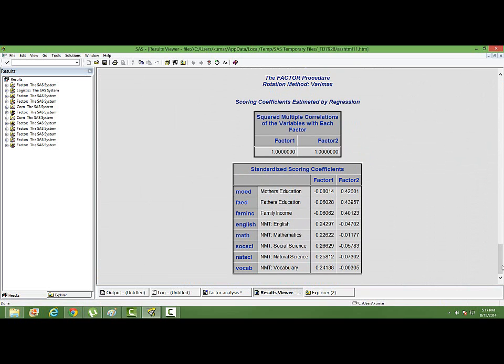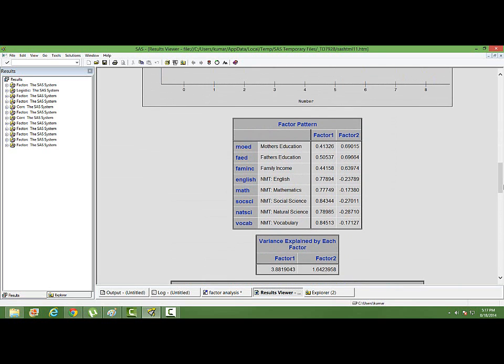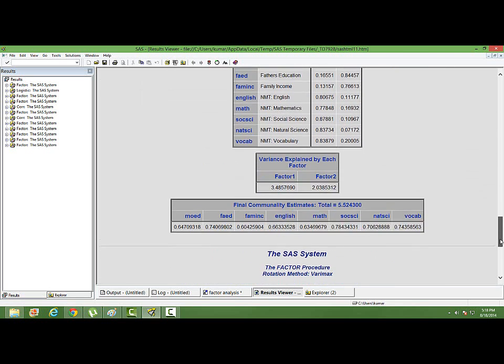When you mention the rotation option, you will get two factor patterns. The first one is the unrotated one and the second one is the rotated one. The first factor pattern in your output is the unrotated one: 0.4, 0.6. Remember these coefficients, the factor loadings, and let's go to the rotated one.